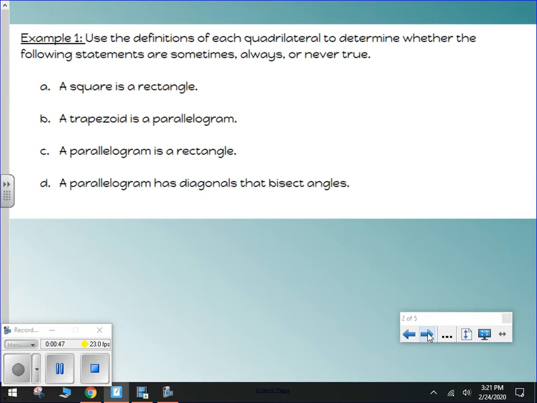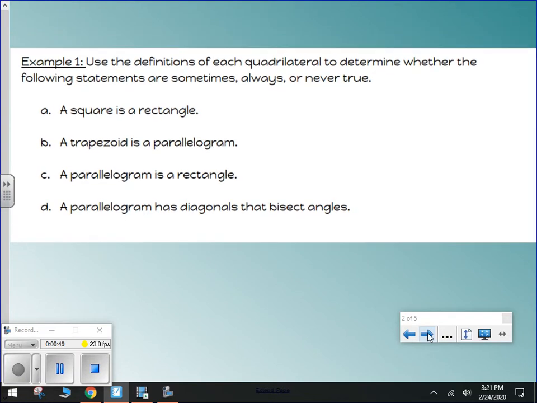Our first example wants us to use the definitions of each quadrilateral to determine whether the following statements are sometimes, always, or never true. I want you to try to figure out if it's sometimes, always, or never true by pausing the video and trying A, B, C, D, and then start the video to see if you were correct. So go ahead and pause the video.